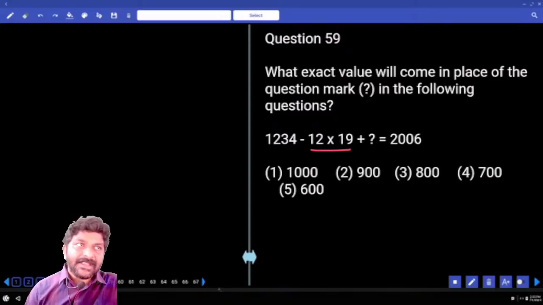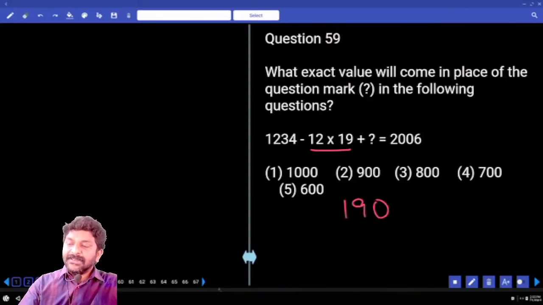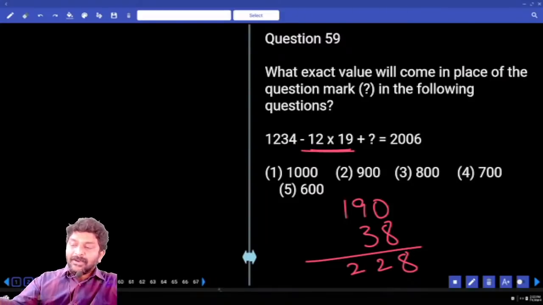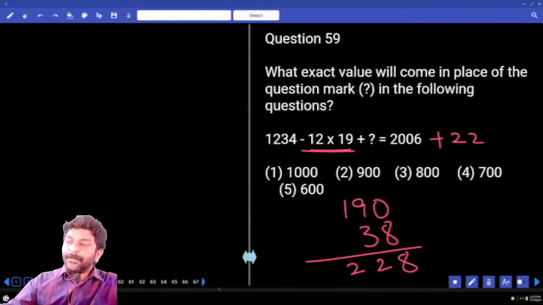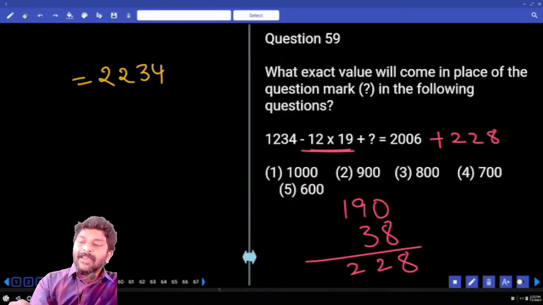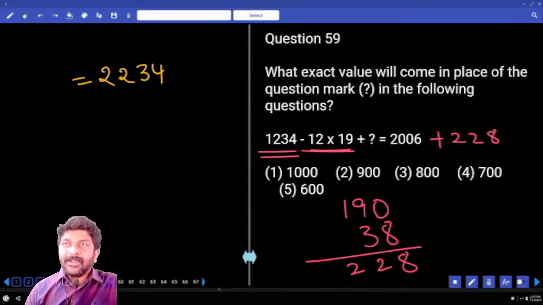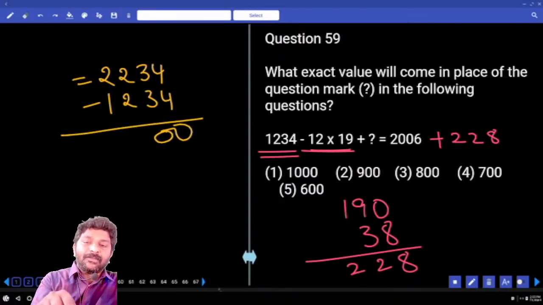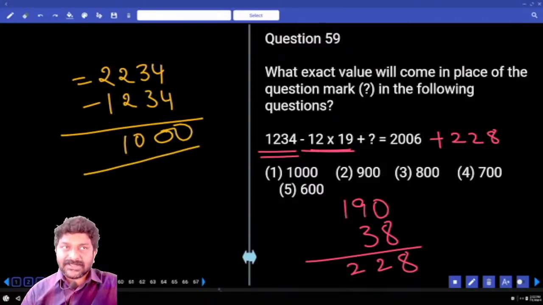Twelve times of 19. 19 10 times, 19 2 times. Sum of both the numbers 228. Left hand side, this is a negative number. If that goes to right hand side, that becomes a positive fellow. How much is right hand side, sum of both the positive numbers? 2234. And left hand side leftover value 1234. Positive number goes to right hand side, becomes negative 1234. Correct? Last two digits, 2 zeros. 22 minus 12, 10. Answer 1000.